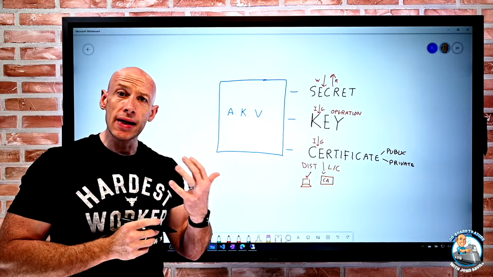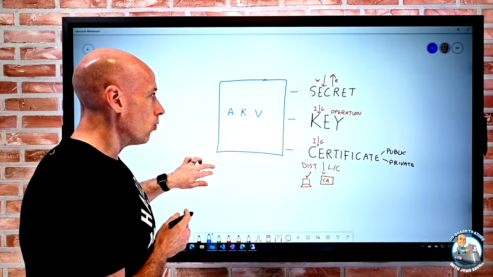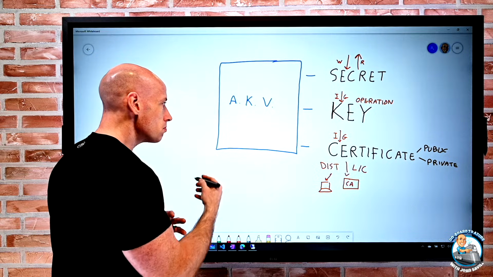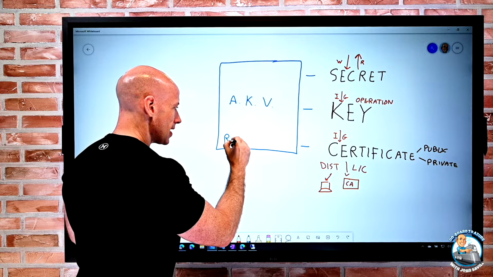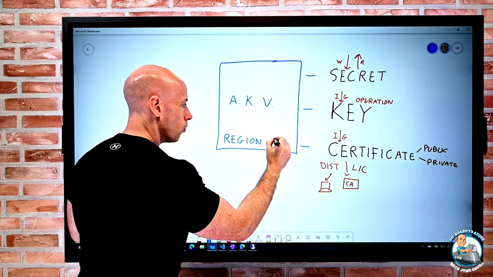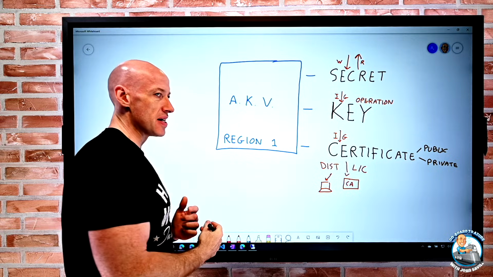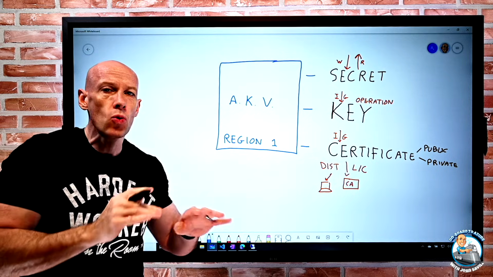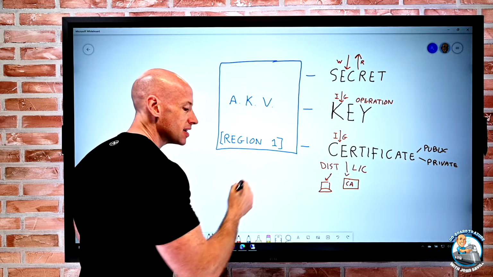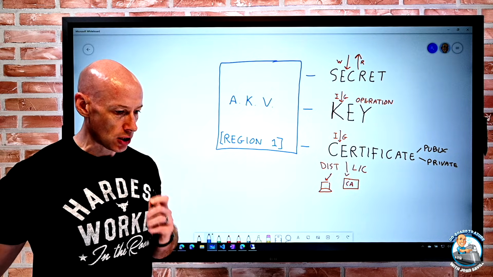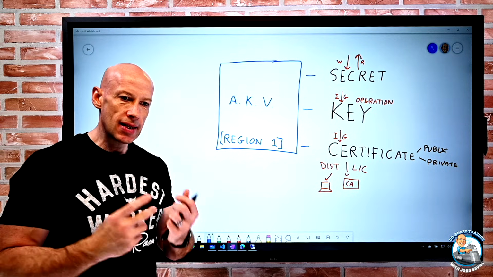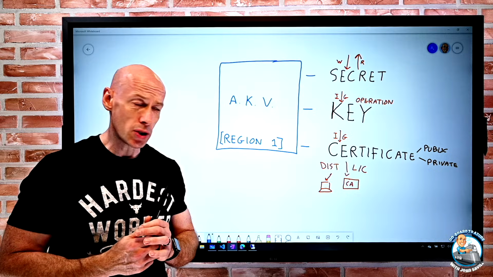Now, when I create an instance of Azure Key Vault, I'm going to create it in a certain region. So this here is, let's say, in region 1. That could be East US, it could be West US, wherever that is, but the Key Vault is created in a specific region. That's an important thing to know. And it's going to focus on those 3 types of data that I just talked about.